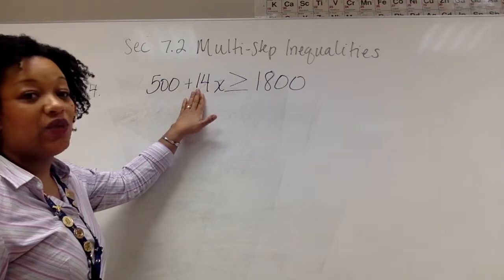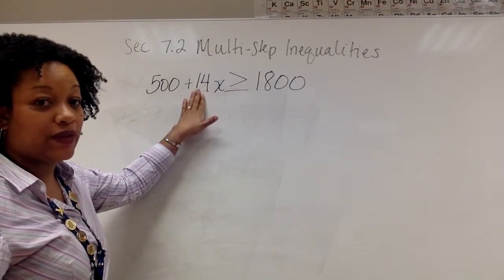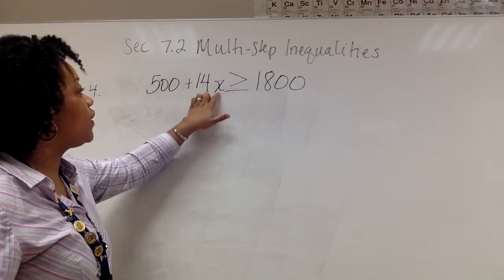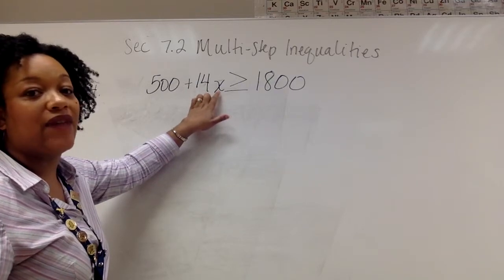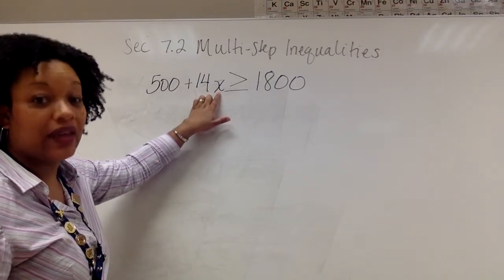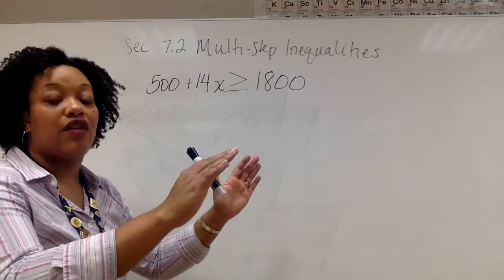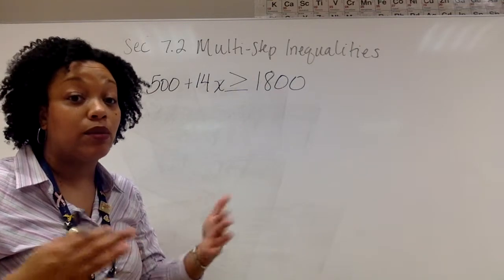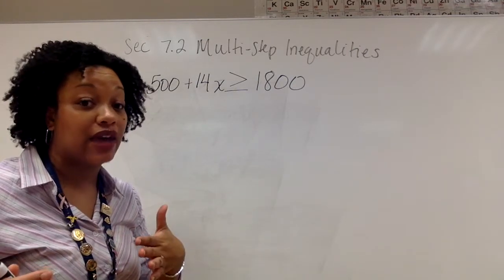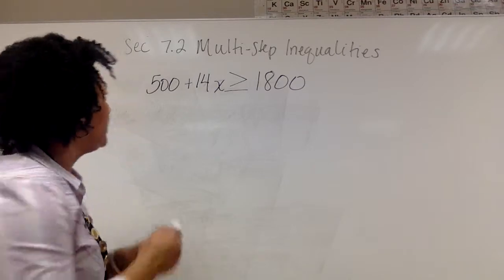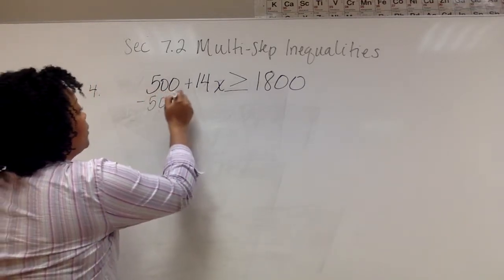You've got 14 weeks left before the trip. So you're trying to figure out how much do I need to save on average per week to meet my $1,800 goal or more. The more you save, the more you've got for your trip. So hopefully you subtracted 500 on both sides.